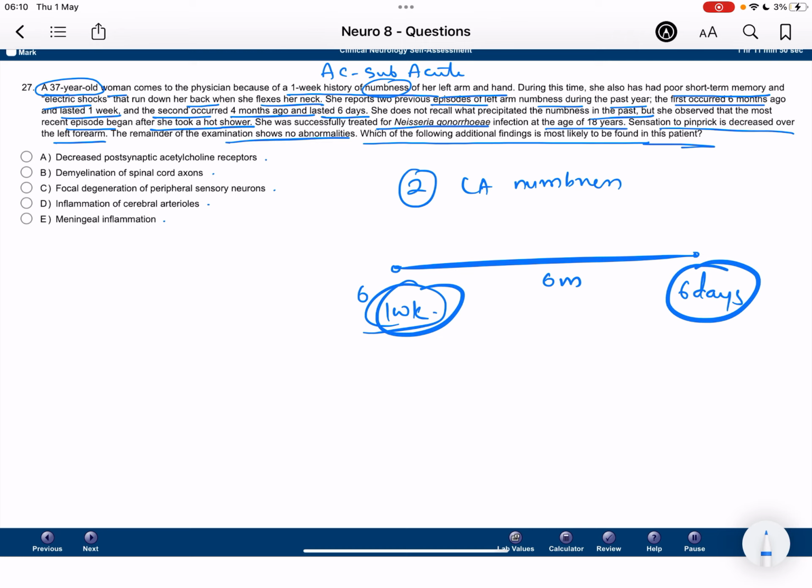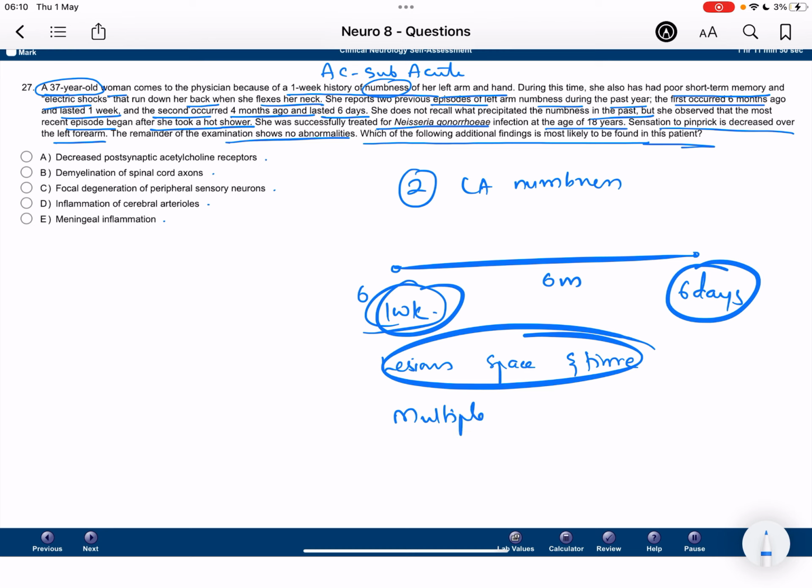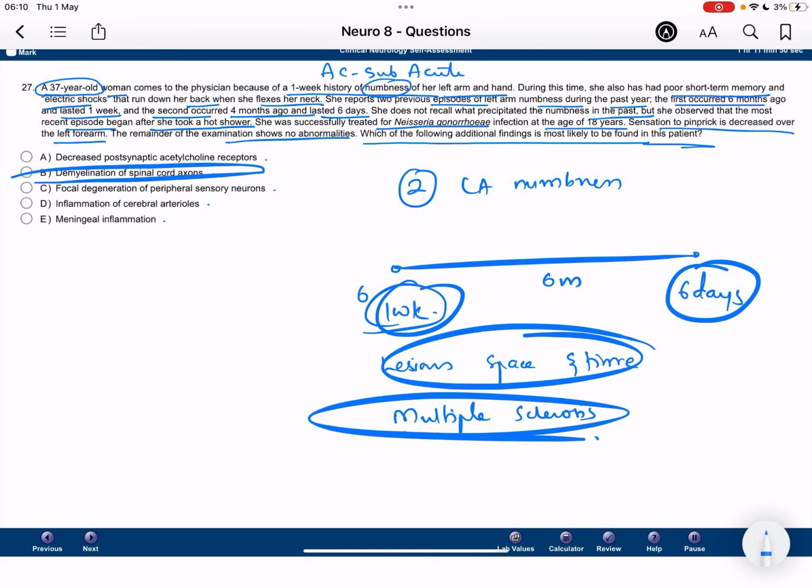I will have to think of lesions separated in space and time. So I will have to think of multiple sclerosis as one of the most important things. Demyelination of the spinal cord is one most important differential diagnosis. Basically, he's talking about self-resolving episodes separated in space and time, 6 months apart. That is the characteristic of multiple sclerosis, usually the demyelination.